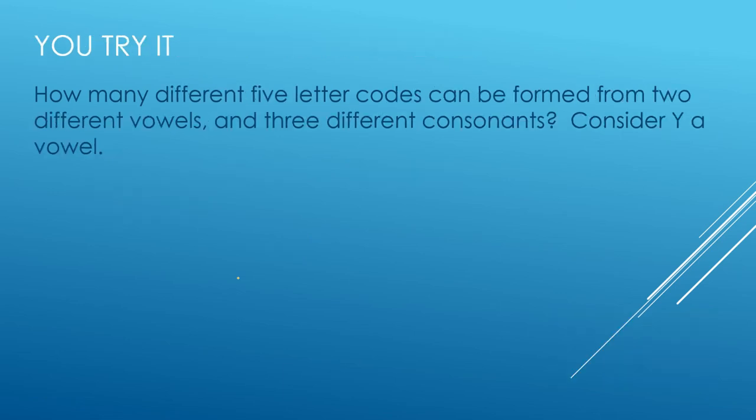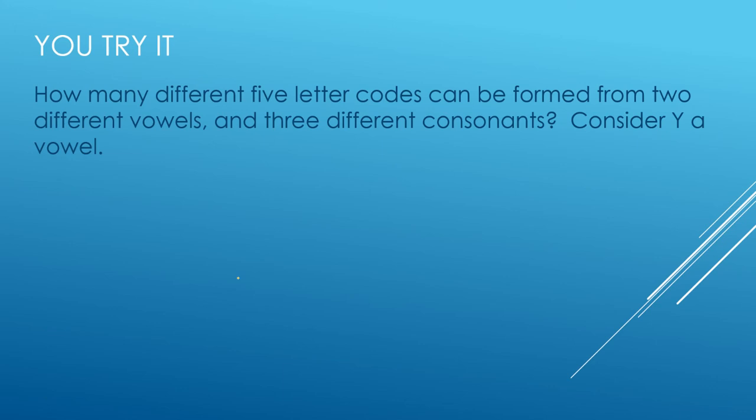So why don't you try this one if you want to pause the video. Think about what we just did together, combining methods, choosing then arranging. Try this problem here. How many different 5-letter codes can be formed from 2 different vowels and 3 different consonants? We'll consider Y a vowel for this one. I always considered Y to be a consonant, but the resource where I found this problem has Y as a vowel, and so I'm broadening my horizons here. Let's let Y be a vowel.